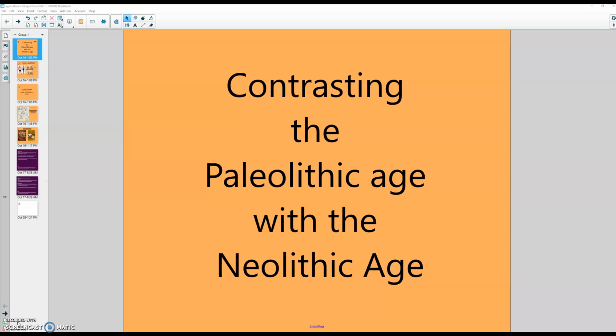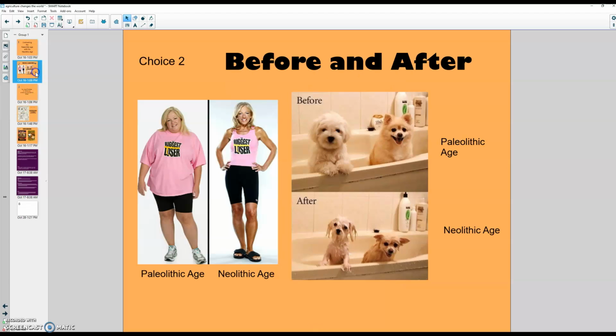Think of it as you're talking to hunter-gatherers, so to speak, and you're trying to sell people on beginning to farm and use agriculture. So, it's based on this idea of before and after, as I said. So you've seen it before where people want to lose weight, and they may go on a diet, and they may have an exercise routine, and they have a before picture and an after picture. And yes, the cute little puppies on the right here, before when they haven't taken their bath, and after their bath when they're all wet.